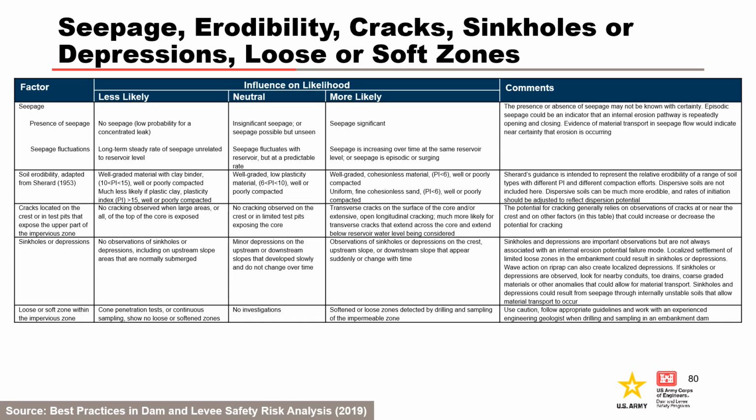This table from the Best Practices Manual can be used to help assess the likelihood of initiation of concentrated leak erosion. It can be used as a starting point, but the risk team must develop project-specific more likely and less likely factors to guide subjective probability estimation. The factors in this portion of the table address seepage, soil erodibility, cracking, sinkholes or depressions, and loose or soft zones in the core.